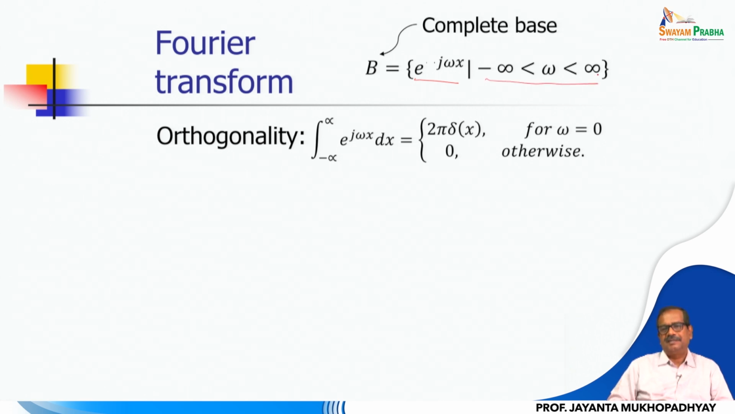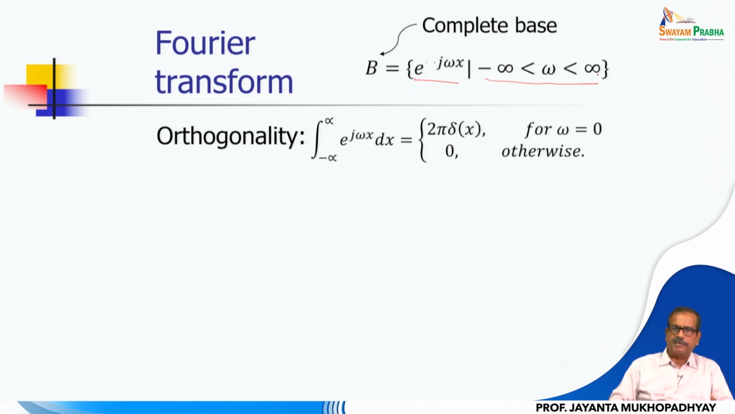Note that this set is infinite. Omega varies continuously, infinitely. So theoretically, if I consider all the infinite number of coefficients in this expansion, I should be able to reconstruct back the full function. That's why we call it a complete basis, because we can get the full function from here itself.